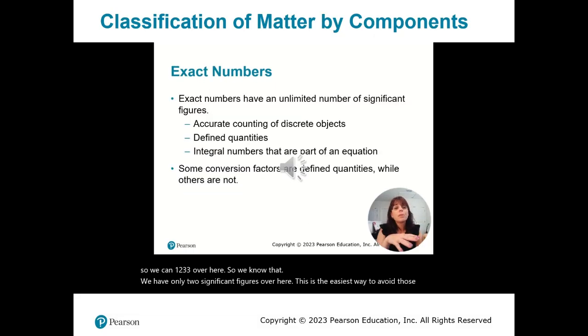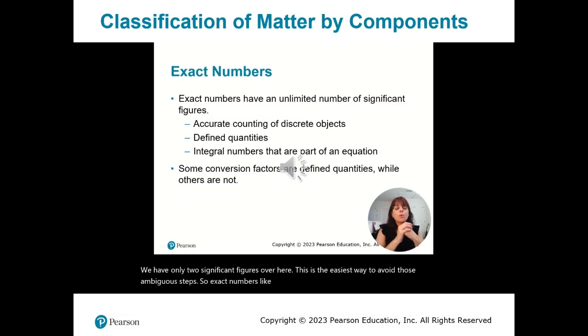So exact numbers, like number of coins or numbers in a formula, they are not counted. They are infinite. So we don't count significant figures. They are exact numbers. Okay, they are infinite numbers. Unlimited number of significant figures. So you don't count it. So we can say unlimited significant figures.